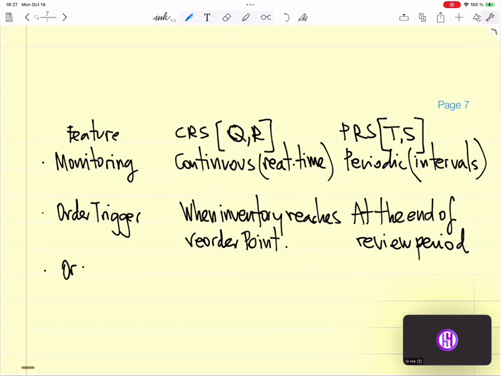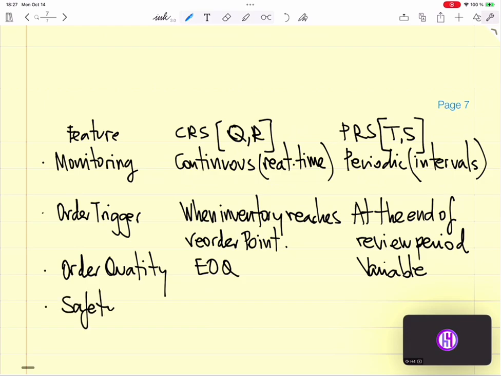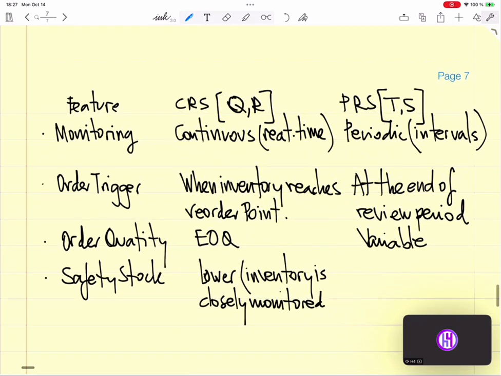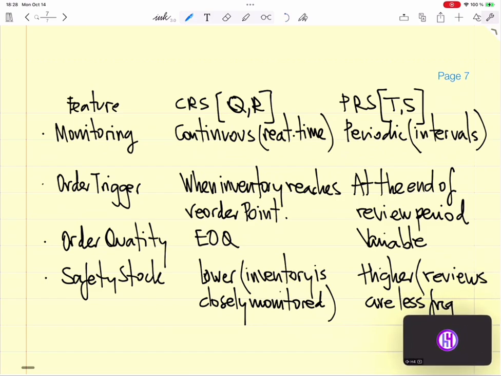Then the order quantity. Here it is basically the EOQ model. Here it is variable, depending on the stock levels at the review. Here the safety stock is lower. Inventory is closely monitored. And this is higher. Reviews are less frequent.